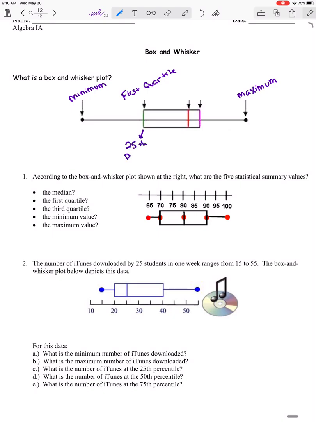So if you see something that asks you what is the 25th percentile, you'll be able to answer that question. The line that's in between the first quartile and the third quartile, that's going to be the median. We know the median is the middle number, which would also be, if you see in a question, the 50th percentile.